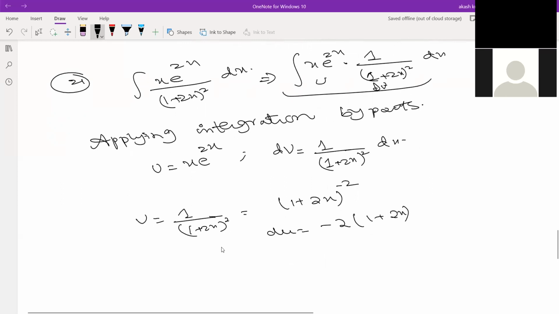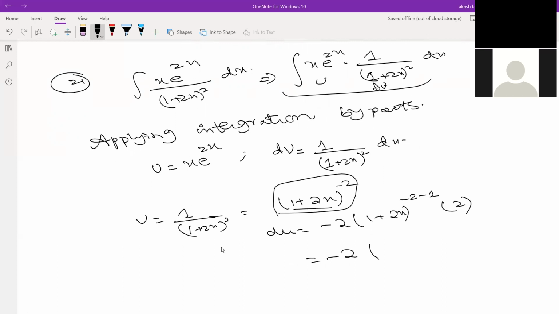So why didn't I choose u as 1 over 1 plus 2x, that is, 1 plus 2x whole square? The reason was that if I take the differential of it, the power first comes down and we subtract 1 from the power. Then again I have to differentiate the inside function, which becomes 2. So it becomes minus 2, 1 plus 2x to the power minus 3, and it becomes 4.